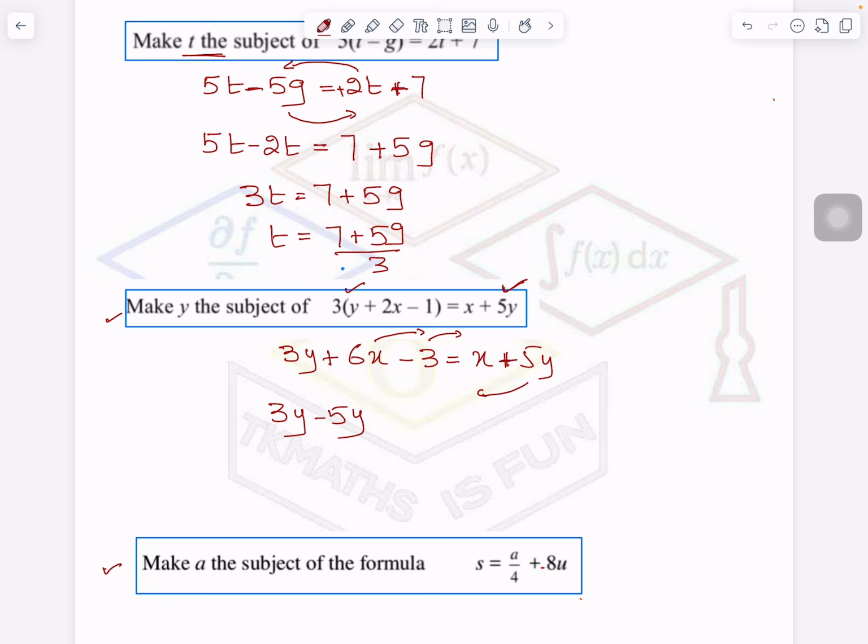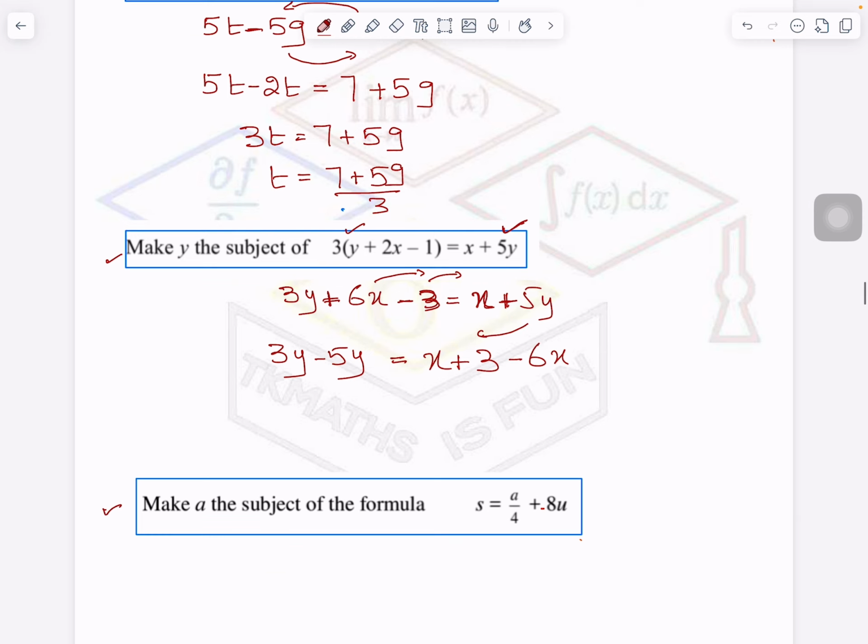5 is plus here. When we come to this side, it will become minus. X is already plus on the right hand side, we can see here. But these two numbers, minus 3 when it goes to the other side becomes plus 3. And plus 6x when it goes to the other side becomes minus 6x. Now 3y minus 5y is minus 2y is x plus 3 minus 6x.